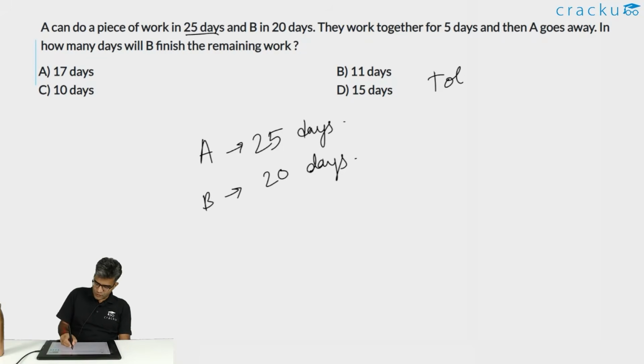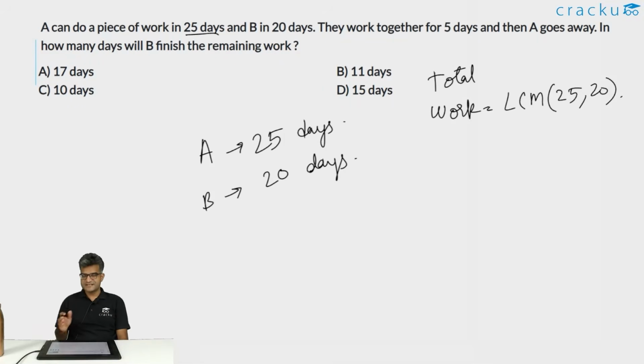We'll assume that the total work that needs to be done is the least common multiple of 25 and 20. What is the LCM of 25 and 20? The least common multiple of 25 and 20 is 100 units. So let us assume that the total work that needs to be done is 100 units.